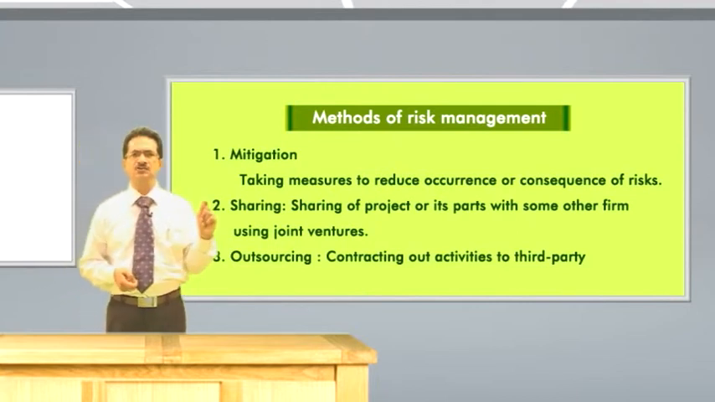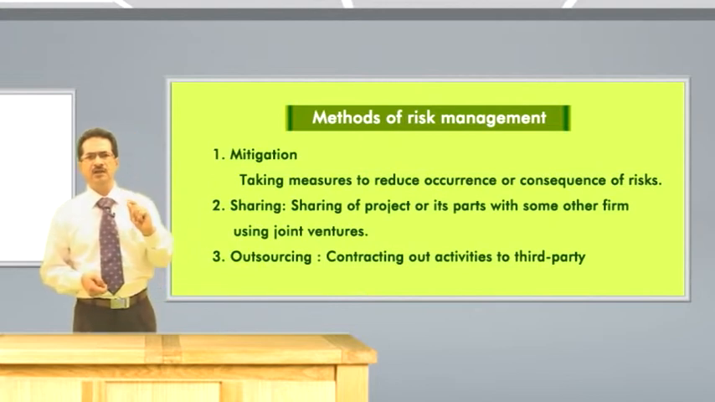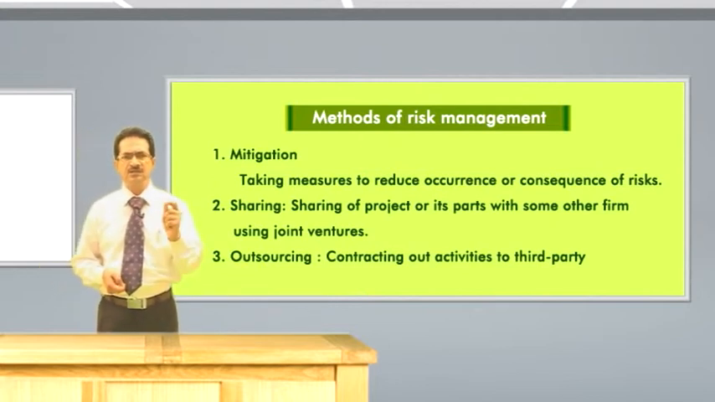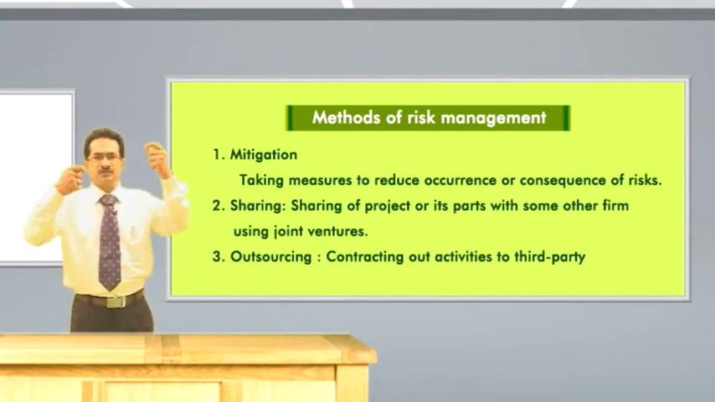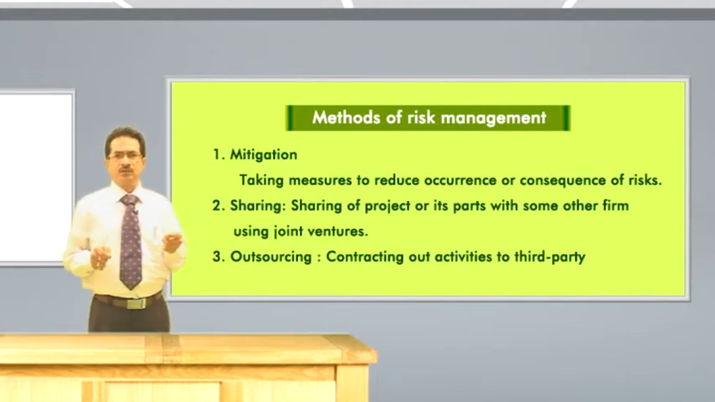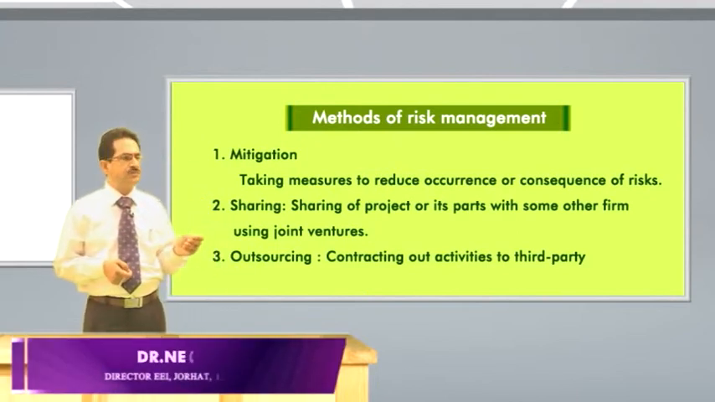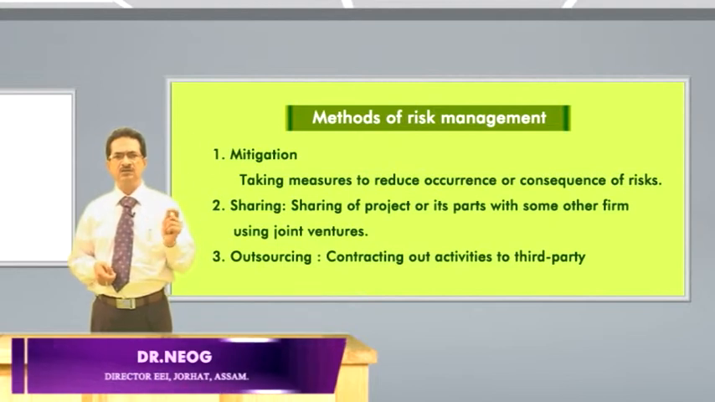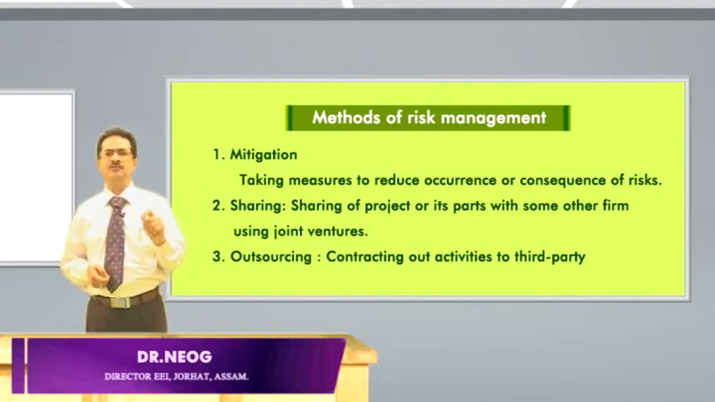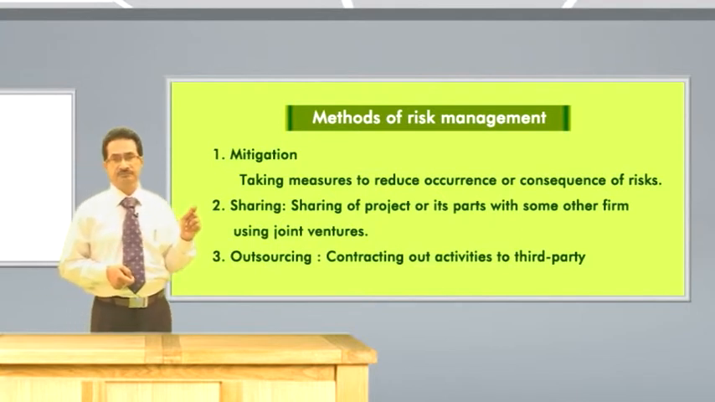The next method is sharing of projects or part of it with some other firm using joint venture, and this is done usually when there is arousal of high risks. The third method is outsourcing. Nowadays this method is becoming quite popular, contracting out activities to a third party, and it is generally practiced as a cost saving measure and as a measure to avoid burdensome regulations.